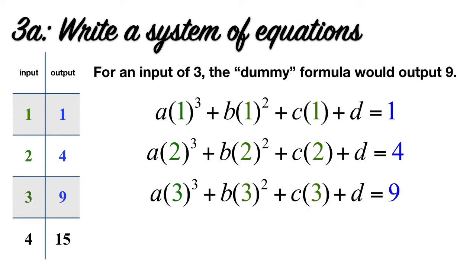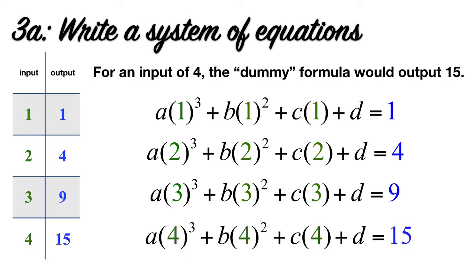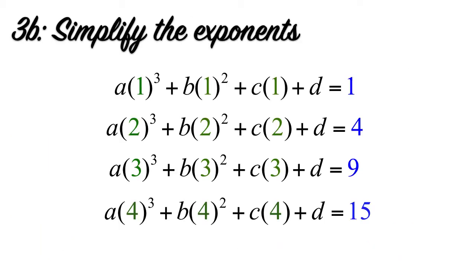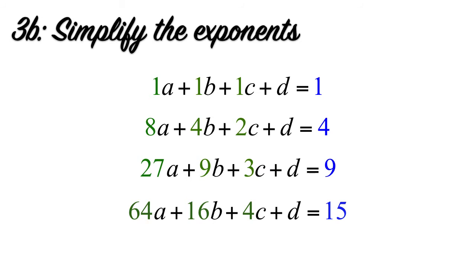Continuing on, we see that a times 3 cubed plus b times 3 squared plus c times 3 plus d must equal 9. And finally, a times 4 cubed plus b times 4 squared plus c times 4 plus d will need to equal 15. And now we have 4 equations. And let's simplify the exponents a little bit, giving us these 4 equations and 4 unknowns.